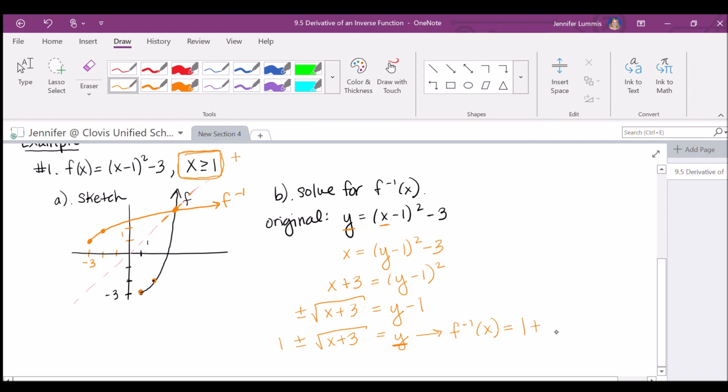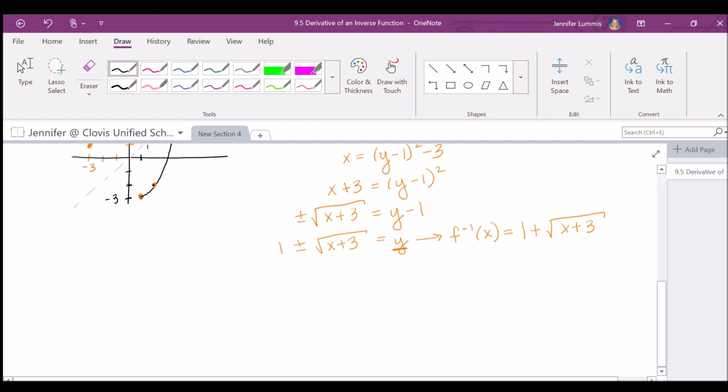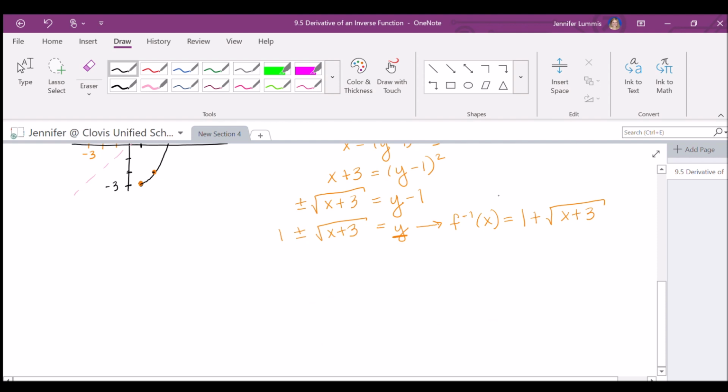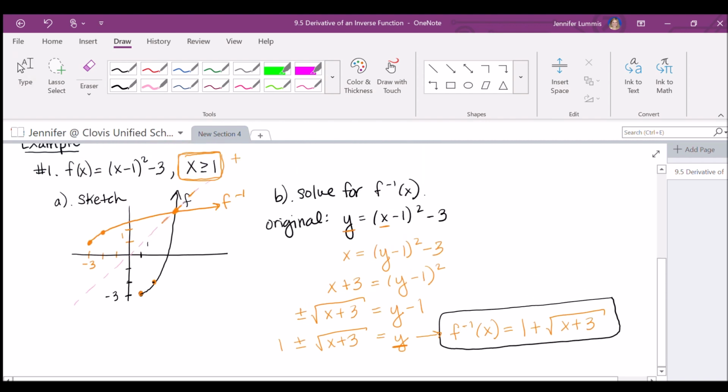1 plus the root of x plus 3. So that'll be my inverse function. So let's talk about how I know that I want those positive values. So remember when we just switched places with x and y. So 1, -3 became -3, 1. 2, -2 became -2, 2. And this just kept going.